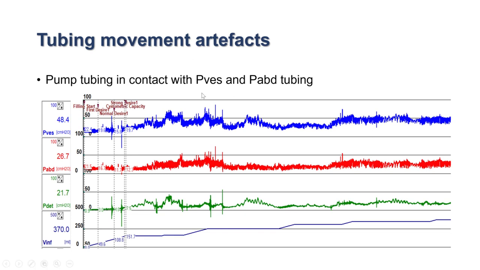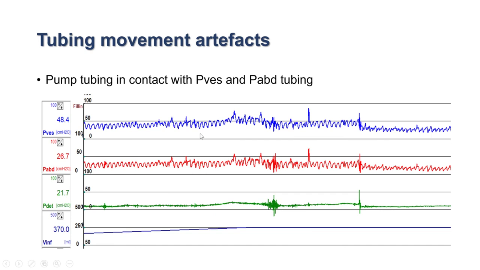Now, pump tubing movement artifacts. This kind of artifact happens when the pump tubing, which has a pulsatile flow, touches the P vesicle and the P abdomen tubing, and they move according to the pump tubing, and this kind of artifact is given. However, you can see that P detrusor is almost silent.